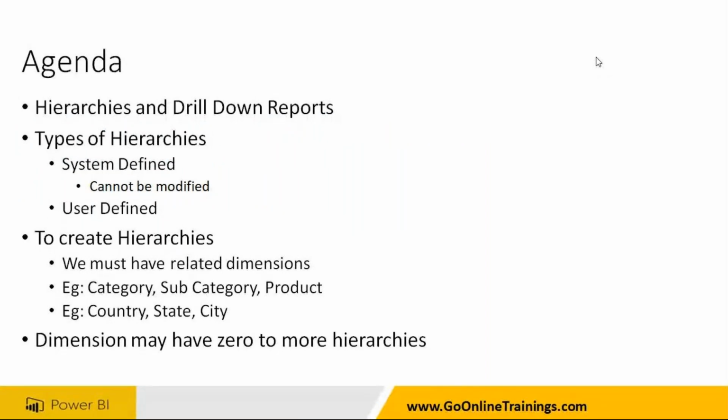One is called system defined hierarchies, which cannot be modified later, and the other is user defined hierarchies. To create hierarchies, we must have related dimensions, so category, subcategory, product, country, state, city, all these are called dimensions, and we can create hierarchies. Let us understand what a hierarchy is first. And a dimension may have zero to more hierarchies. Okay, so now a few things you people know.